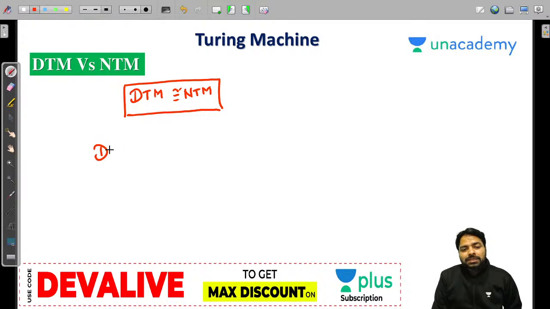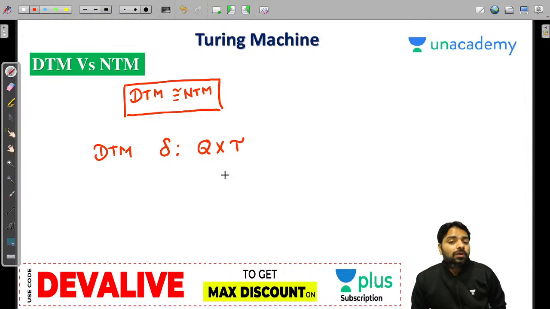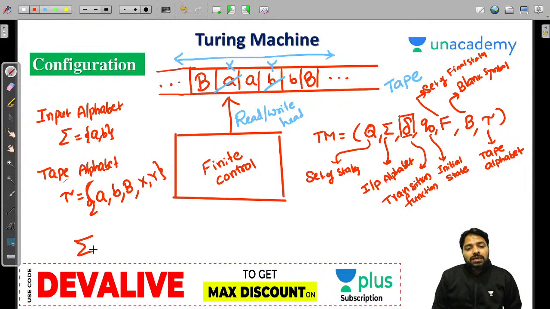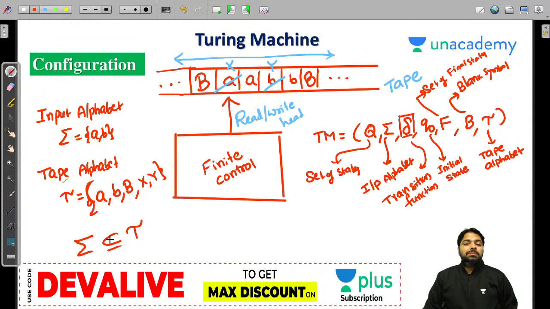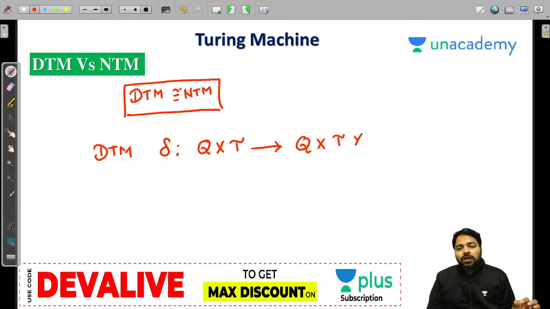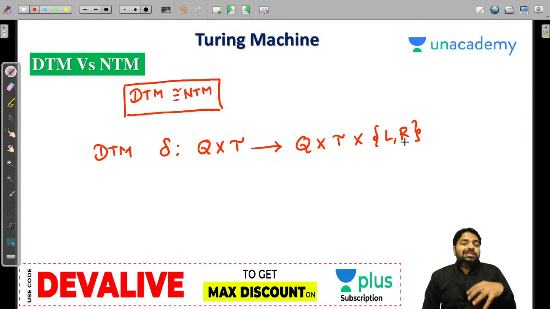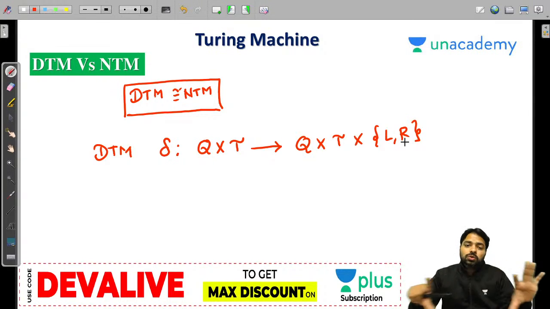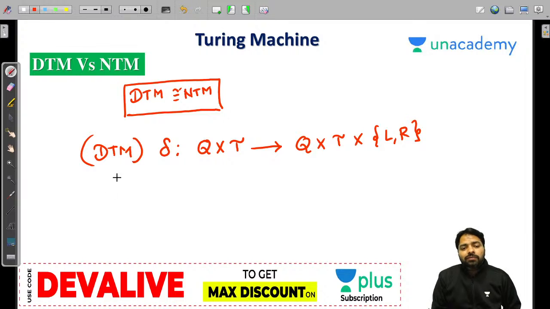But what is the deterministic Turing machine definition? Here, delta is Q cross tau. Sigma is there inside, a subset of tau now. If you ask me the relation, sigma is strictly a subset, of course you can write equal if you want, of tau. Clear? Sigma is a subset of tau. So instead of writing sigma, tau is the best choice. And you will go to the next state. You will write some symbol. You will move either left or right. And in some Turing machines, they can stay there. Right? It depends on the Turing machine configuration. The definition also can change. But this is the standard definition of the DTM.